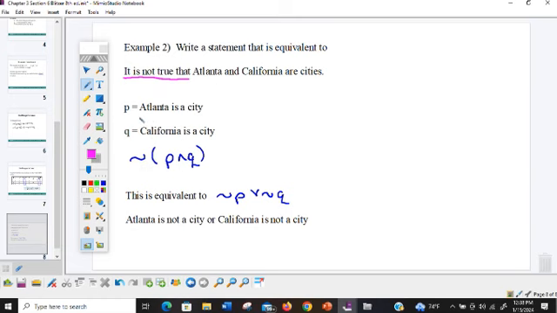So we're going to let P be Atlanta is a city. We're going to let Q be California is a city. And we're going to do it is not true that, the little negation in parentheses, Atlanta and California are cities. Okay, now remember the opposite is going to be not P or not Q, right? So we're going to change this to Atlanta is not a city or California is not a city. That's how we do the negation of this one, of P and Q. The negation is not P or not Q.